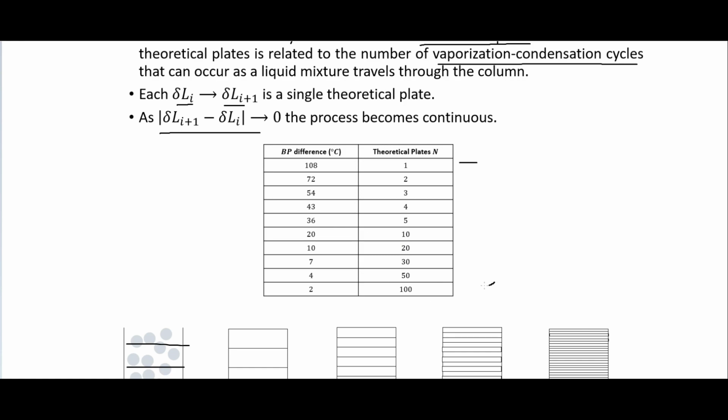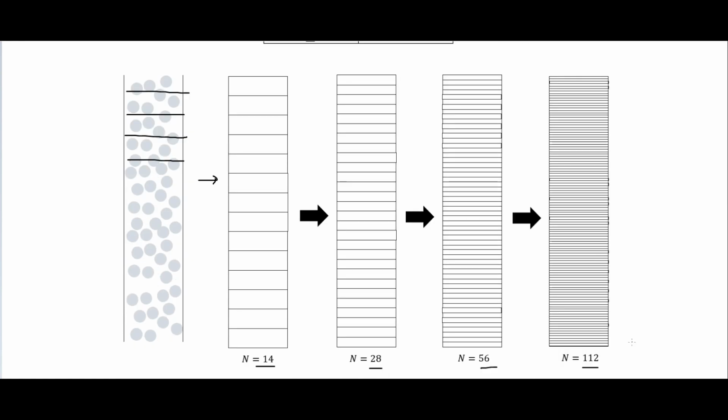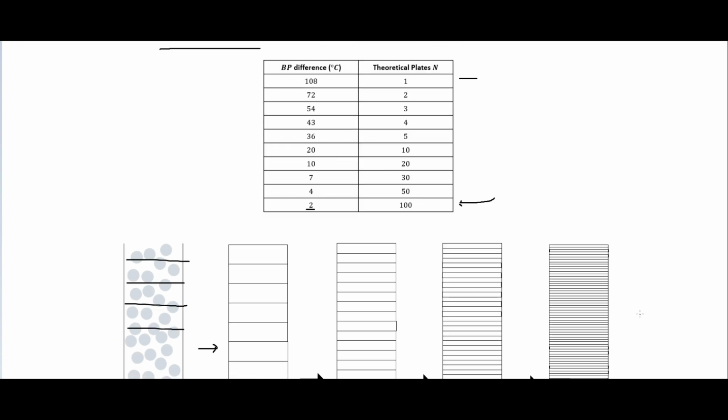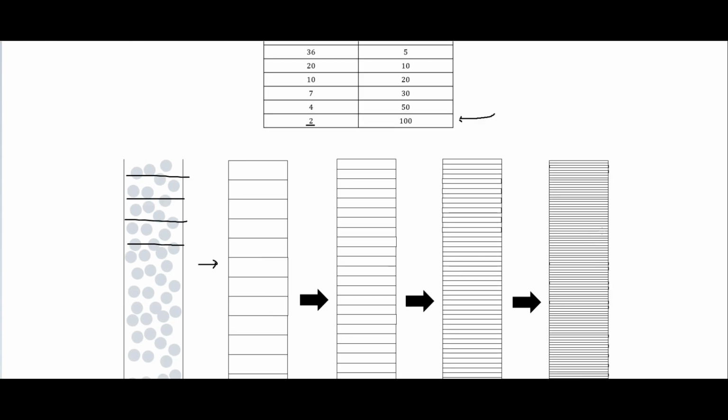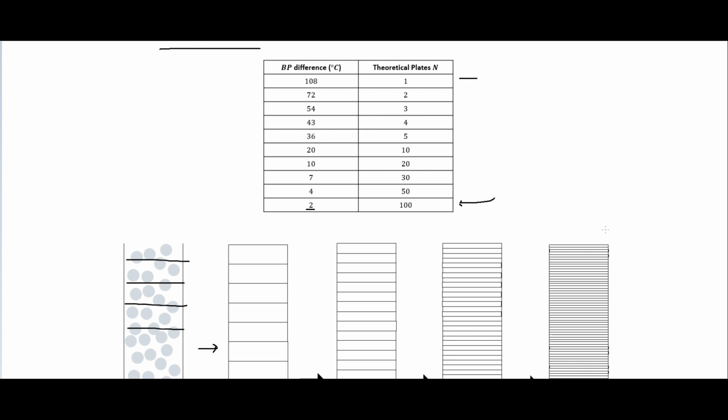Then as we go up, we get to 100, so the boiling point difference between them is 2 degrees here. And so that tells you that every time you move up one of these, the boiling point should change by 2 degrees. And so, as I said, the more plates you have, the more continuous the change in boiling point is going to become. And so that's why we want to think of having the most efficient column as being one that has the most theoretical plates.